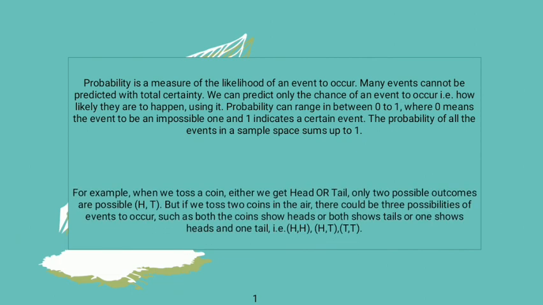For example, when we toss a coin, we get either head or tail. Only two outcomes are possible: H and T. But if we toss two coins in the air, there are three possible events: both coins show head, both show tail, or one shows head and one tail. HH, HT, TT.